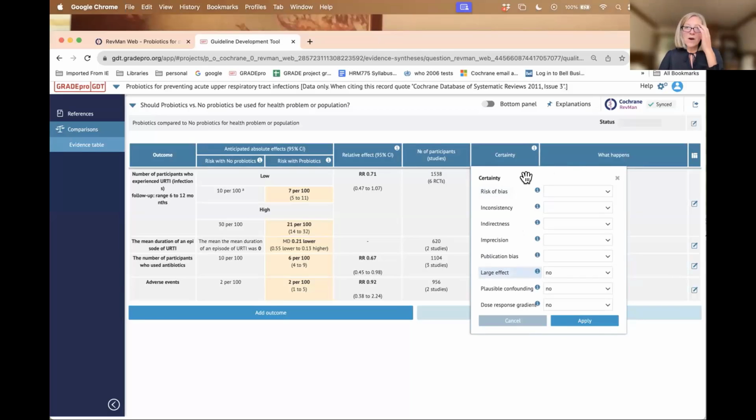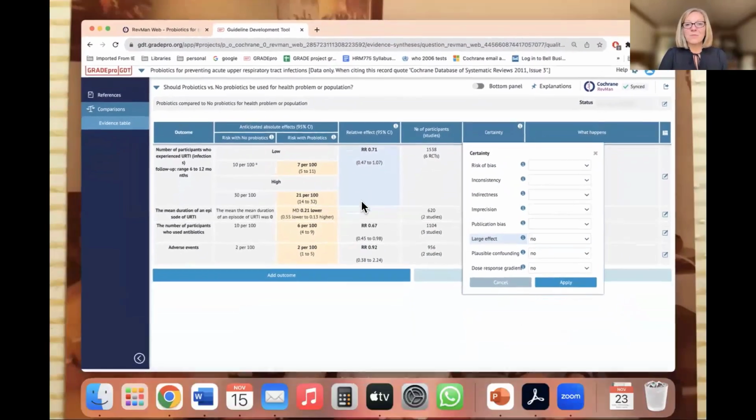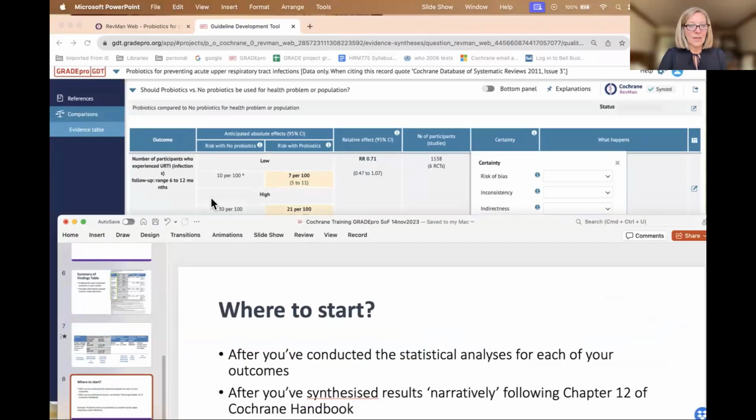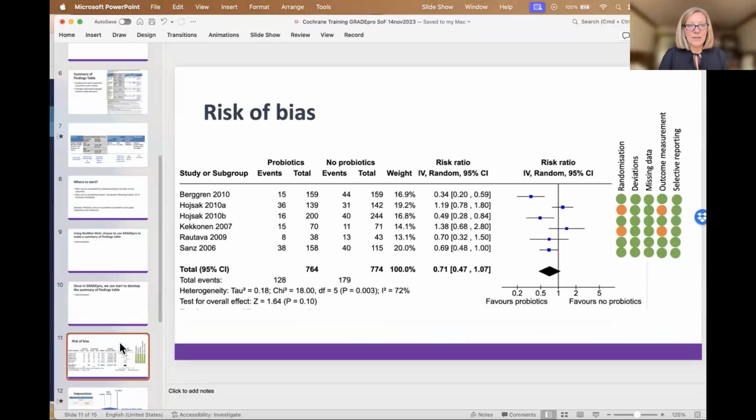Okay, so let's get into our GRADE assessment. We're just going to do a sort of mini GRADE assessment to show you. I'm going to flip back to a slide where we have all of the information from our forest plot. If we were doing our GRADE assessment, we would have the forest plot in front of us. We would also have the rest of the review available to us, and we would have our risk of bias assessment available.